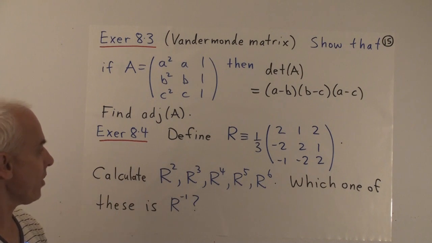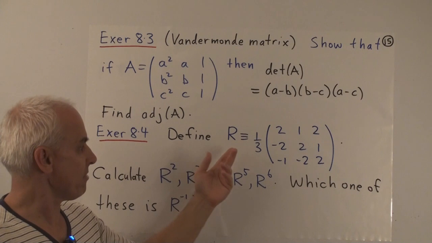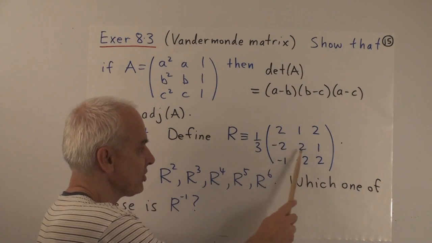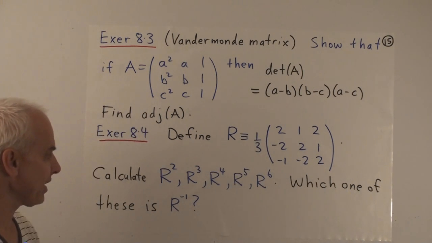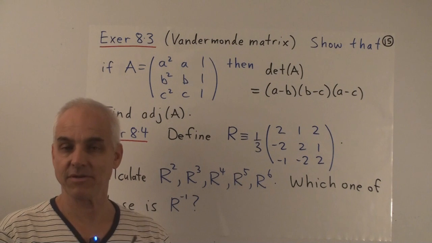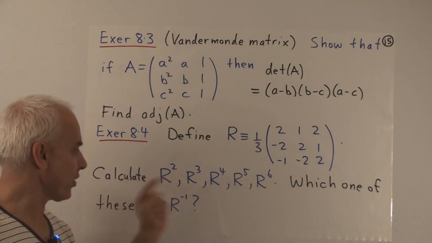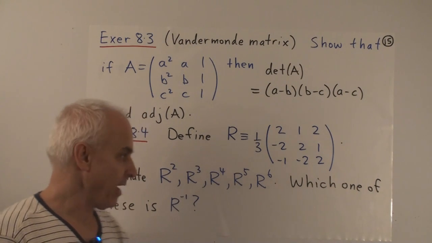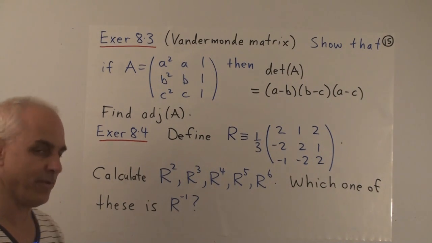Exercise 8.4, let's define this particular matrix R, let's say. It's 1/3 times the matrix with rows 2, 1, 2, then minus 2, 2, 1, then 1, minus 2, 2. And to give you some practice doing matrix arithmetic, or matrix multiplication, find r squared, r cubed, r to the 4th, r to the 5th, and r to the 6th. And one of these is the inverse of r, and you have to tell me which one it is.